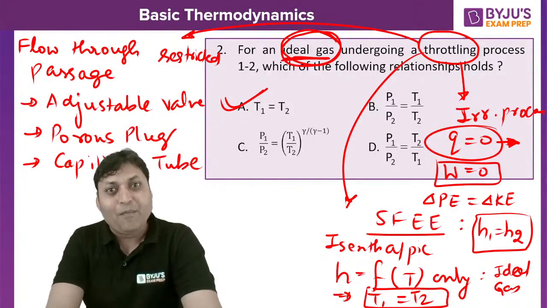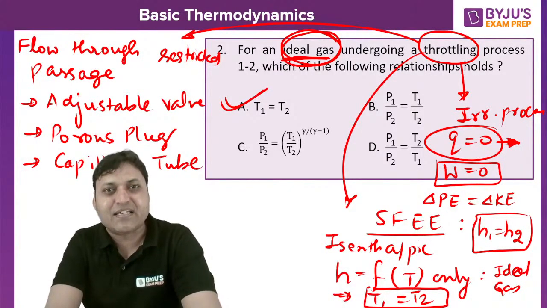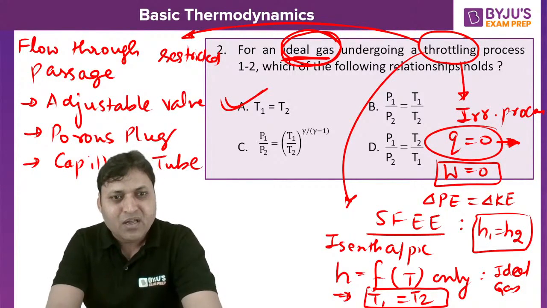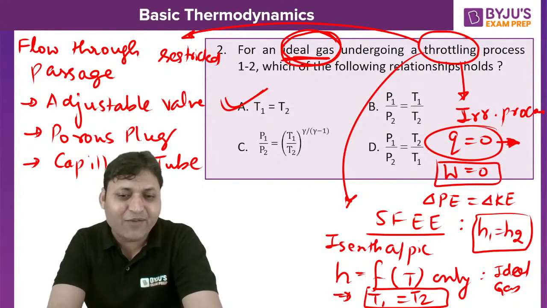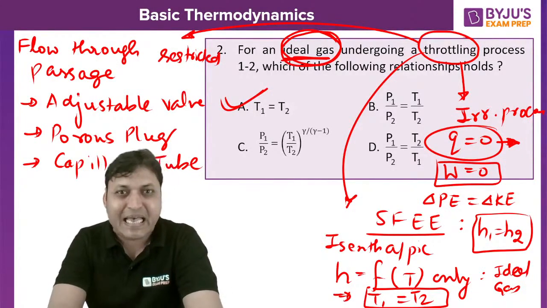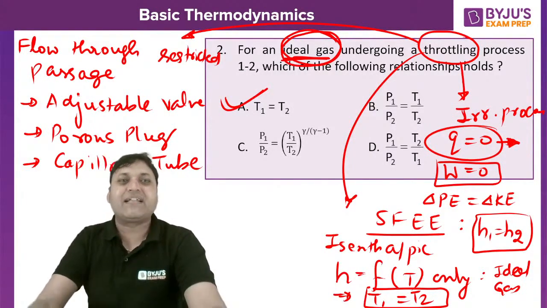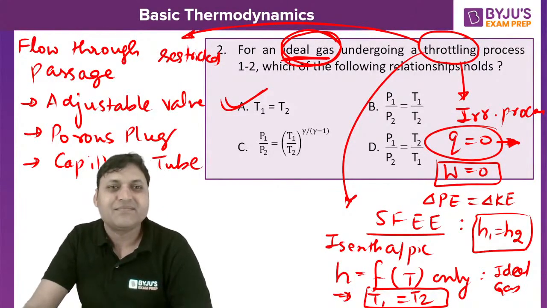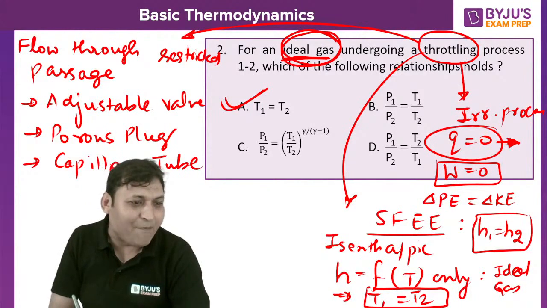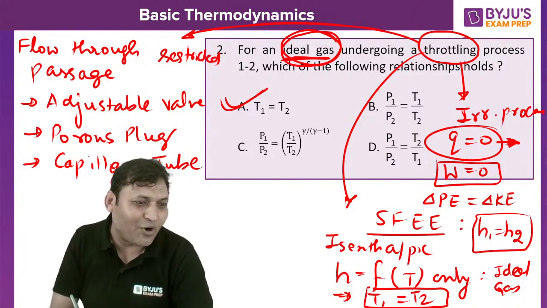Clear? But if it had been a real gas, non-ideal, then what about T2? Will it be more than T1 or less than T1? Can you just let me know? If the throttling process were undergone by a real gas, what would the temperature T2 be? More than T1, less than T1, or same as T1? Does it matter whether the throttling process is undergone by ideal gas or non-ideal gas? What will happen to the temperature across the throttling process?